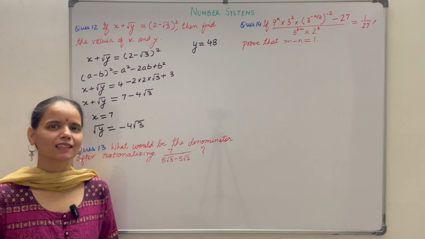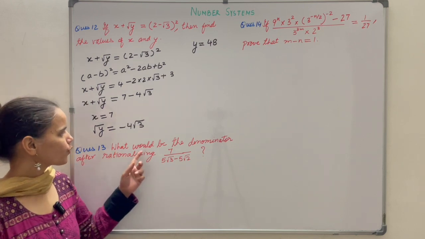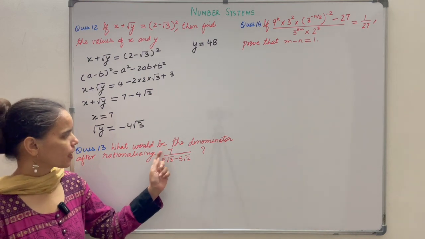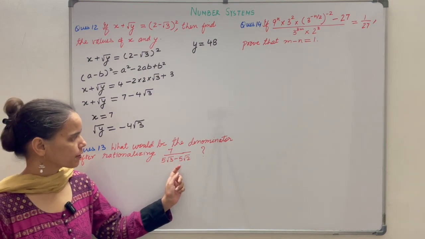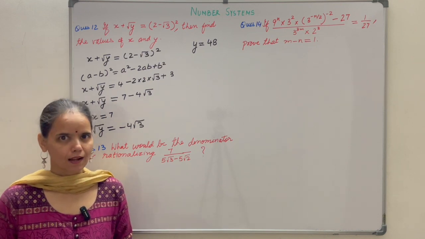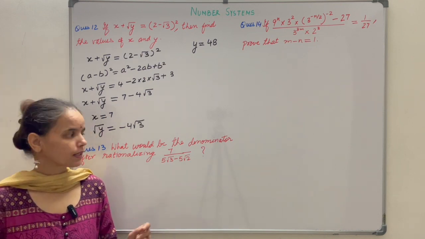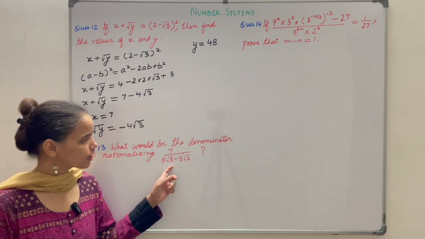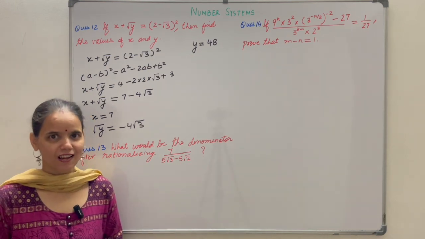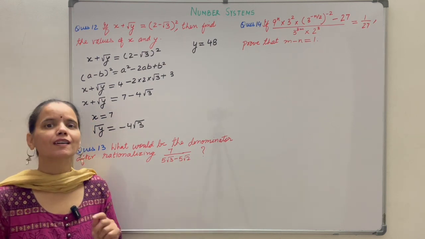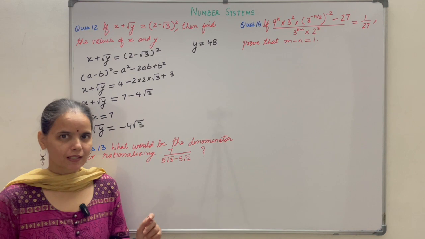Now let us take the 13th question. What would be the denominator after rationalizing 7 upon 5 root 3 minus 5 root 2? In this question, it is asked, what would be the denominator after you rationalize it? As of now, you can see the denominator is an irrational number. So you have to convert this irrational number into a rational number. So let us do that.